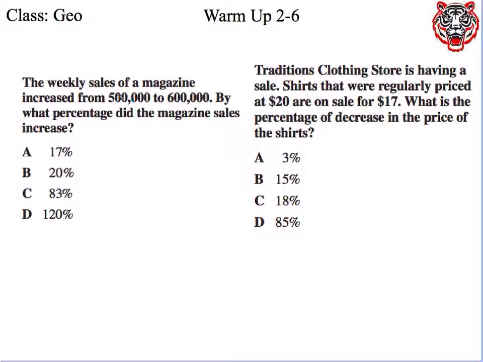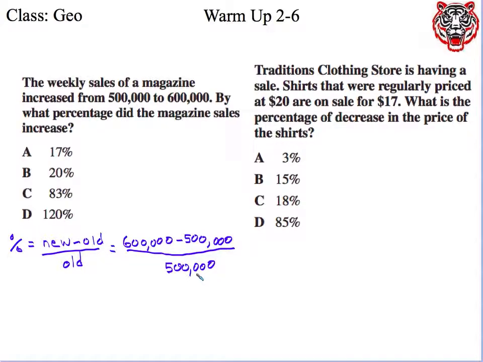Percent increase is always the same formula over and over again. So here it is. Percent increase is equal to new minus old divided by old. Over and over again. This is the same formula for both of these equations. So new is going to be our 600,000. So this is going to be 600,000 minus our old 500,000, all of this divided by our old of 500,000.